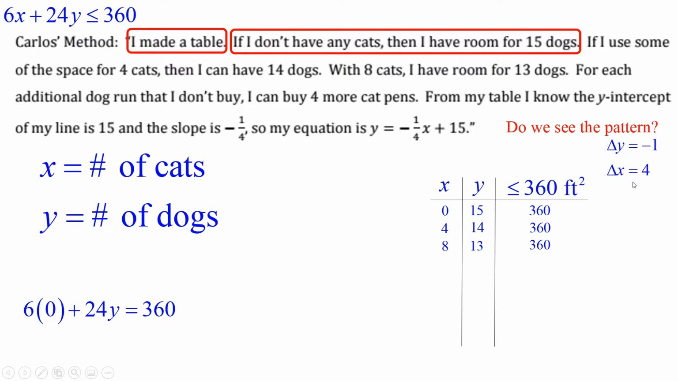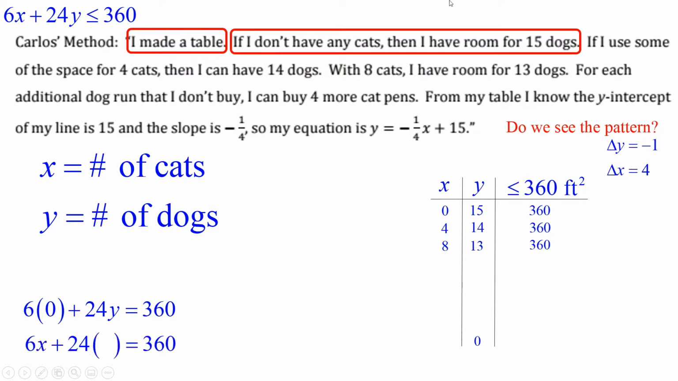Delta X equals 4. Now with that, if I'm going to complete this table and have a very useful model, I'm going to go down to the bottom. I'm going to say, what if I have no dogs, no dog runs at all? How many cat pens will I have?